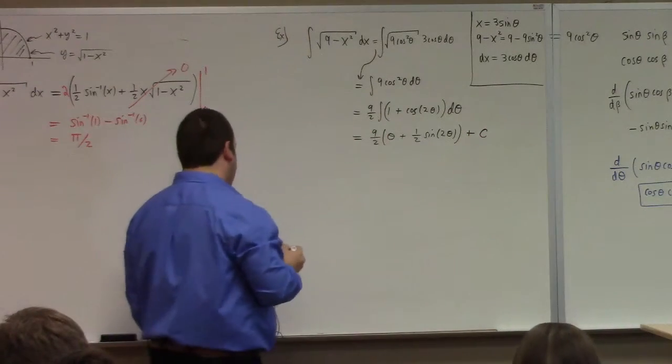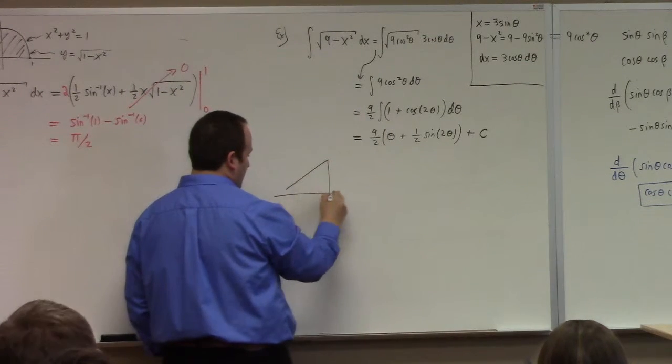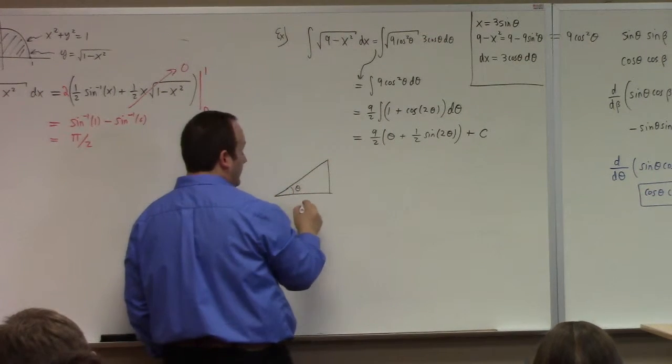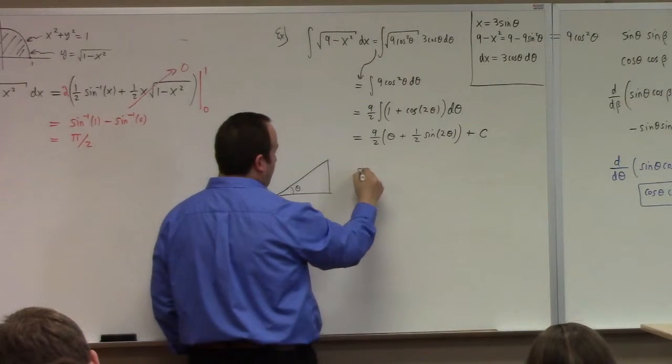Let me draw my little triangle, see if I can come to terms with a better way to make the formula. Here's theta. This time we've got x is equal to 3 sine theta, right? So sine theta is what?